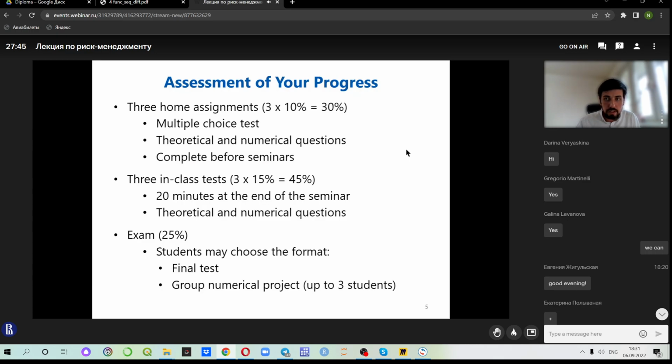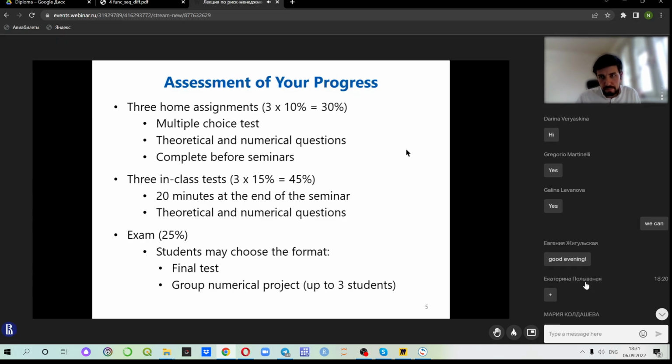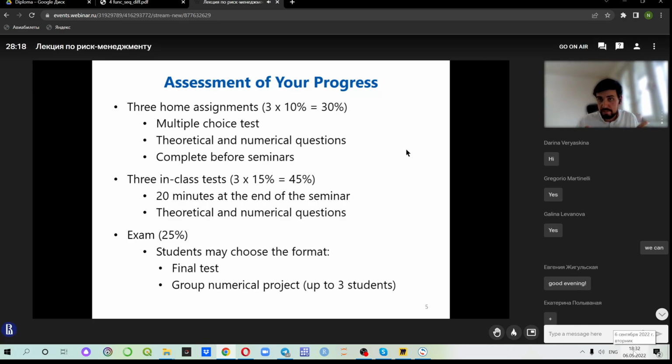The last 25% you can obtain through the exam. And here we have 2 options. Students may choose the format of the exam. So they might choose the regular test, just like the tests you're going to complete at home or in class. The only difference is it covers the entire material of the course, right? And it's going to last like 90 minutes, all right? So it covers everything. And this is one option.